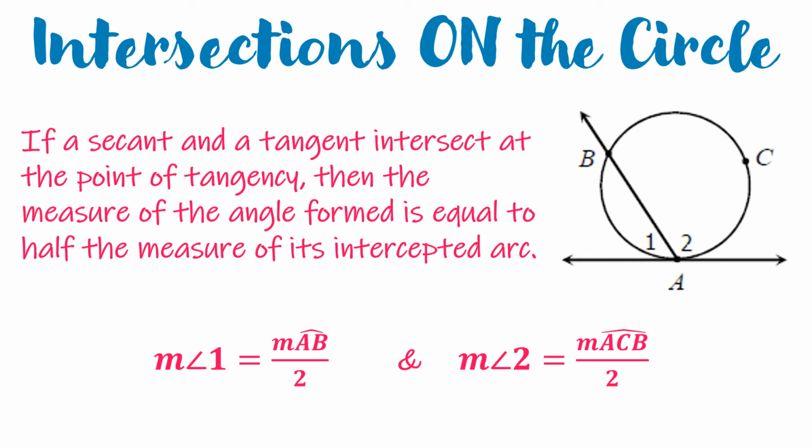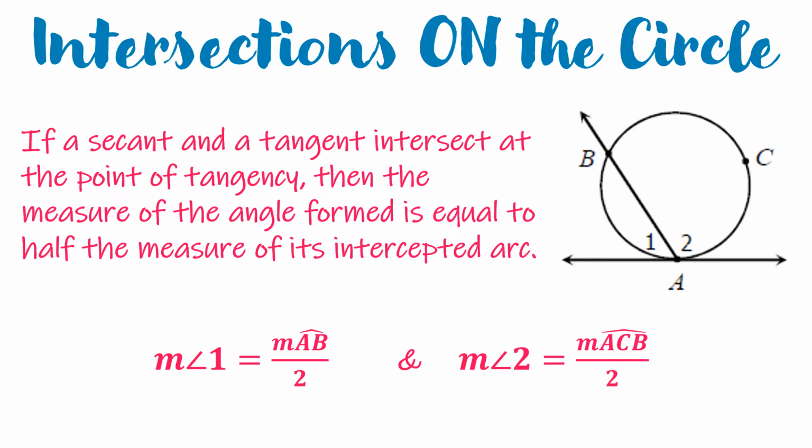So now let's look at intersections on the circle. The good news is we've already done inscribed angles, and we know an inscribed angle has its vertex on the circle. So when the intersection is on the circle, it's very similar. The way you find the angle or the arc is the same way you find an inscribed angle. It's technically not inscribed because it's not two chords, but it still has the same relationship. So if you have secant and tangent lines that intersect at a point of tangency, then the measure of the angle formed is going to be equal to half the measure of the intercepted arc.